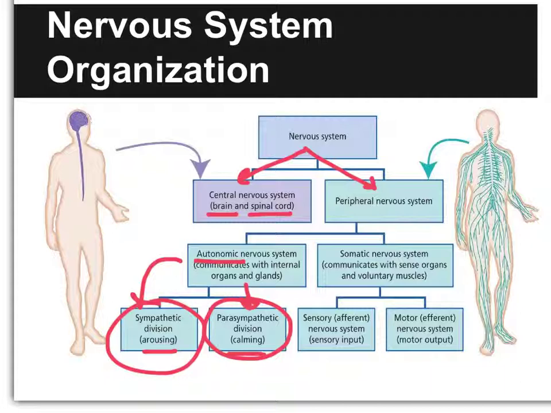The one that's probably more interesting, I'd say, is the somatic nervous system. Again, this is part of the peripheral nervous system, but it's the part of the peripheral nervous system that we have direct control over. It communicates with our sense organs and voluntary muscles. Obviously, the key word here is voluntary. We have voluntary control over our somatic nervous system.